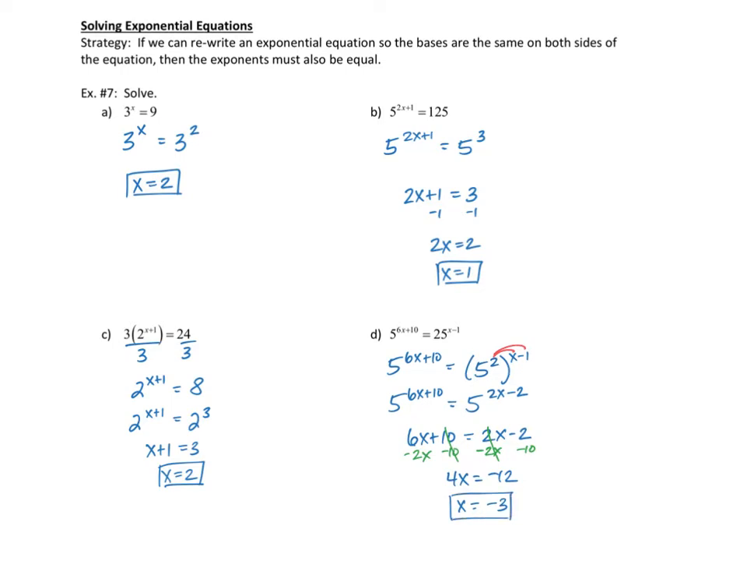So one strategy for solving exponential equations is to rewrite the equation so that you have the same base on each side of the equation, and if the bases are the same, then the exponents must also be equal, allowing us to write an equation where we can solve for a variable that's in the exponent.